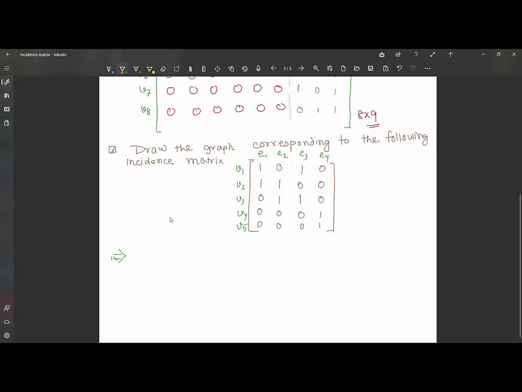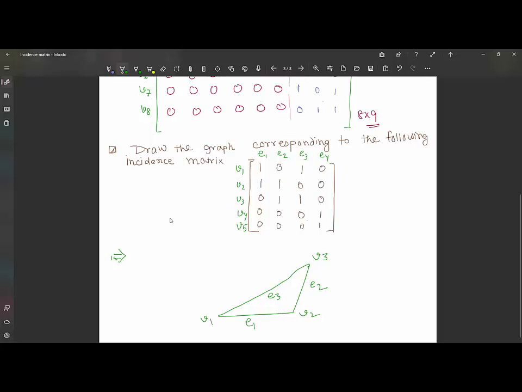First of all, your E1 edge is between V1 and V2, so draw V1 and V2 here and draw the E1 edge between them. Now the E2 edge is a connection between V2 and V3, so V2 is the common vertex. We start with V2 and draw it this way, so between V2 and V3 there is an edge E2. Now E3 connects V1 and V3, so just join these two.